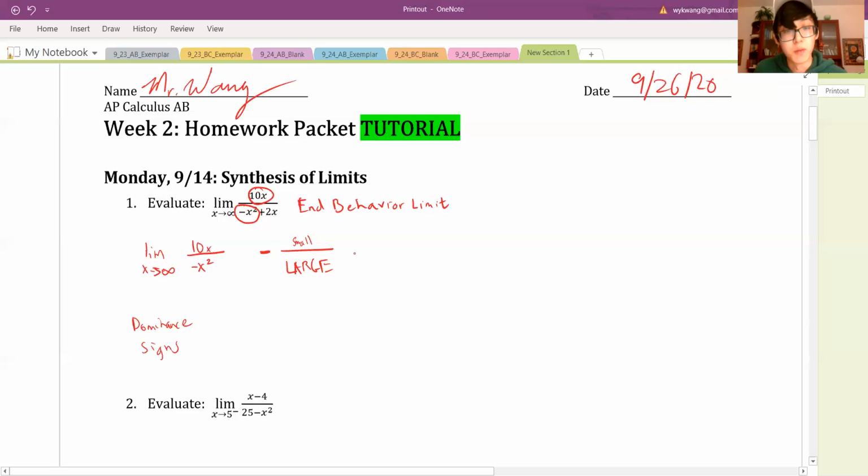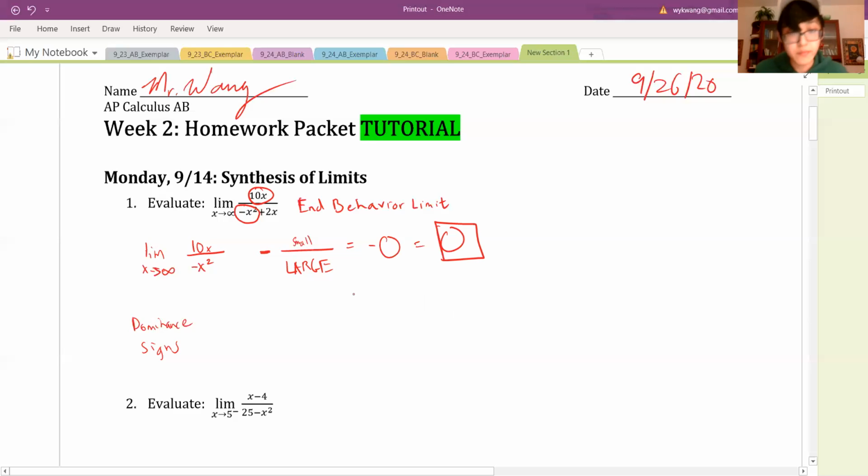What is something small that's divided by something really, really big? Something really, really small. Well, that's 0. And then we also have a negative, so it's negative 0, but it doesn't matter because negative 0 and 0 are the same thing. So we can just say it's 0. I will say, though, if the limit was infinity with a negative symbol attached to it, that's very different than positive infinity. For negative infinity, we actually have to write the negative.